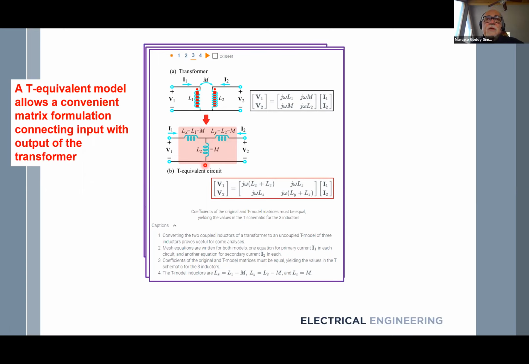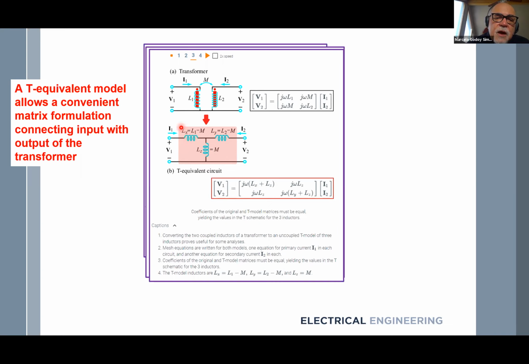So this is typically the transformer model that we use a lot. If you go to a lab and you want to take a transformer and define the equivalent circuit, we usually assume a T equivalent model, but we also include losses in that case. Here we are not having any losses, we don't have any resistor. So you see that from here to here, I have what?